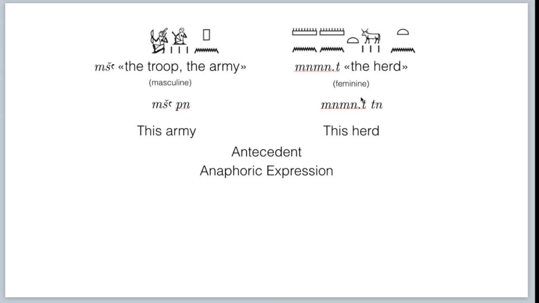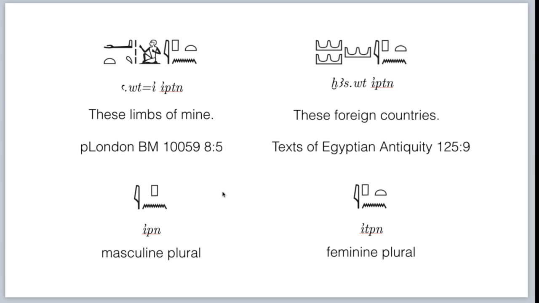In the feminine, the demonstrative would be ten. This herd. Notice that the P is for masculine and the T would be for feminine. The only difference: pen and ten. All right, so again, this forms agreement. This is how we know that it's singular. Now, if it were to be plural, what will we see? This is what we would see if it was plural.